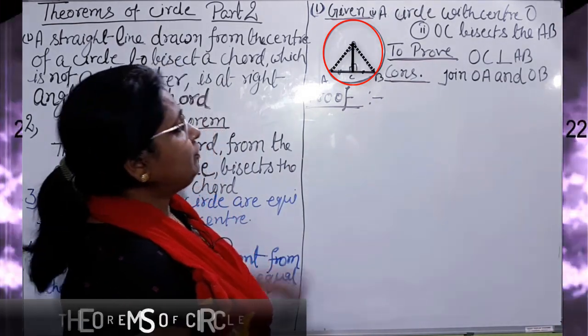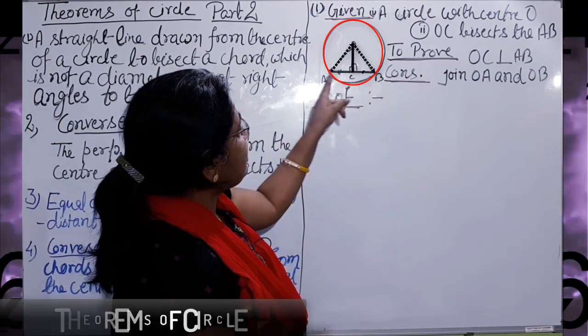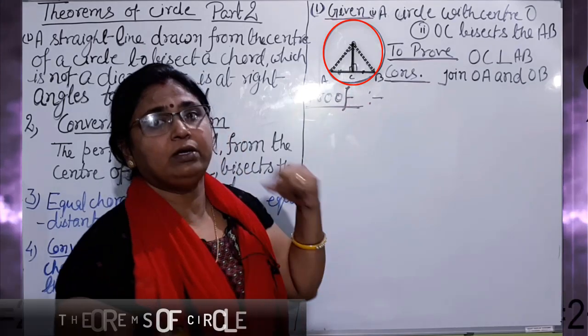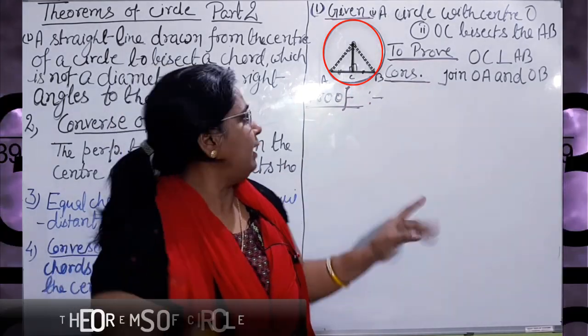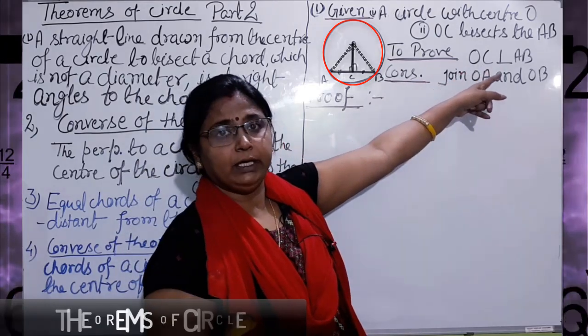Now the proof. What do we have to prove? We have to prove angle OCA is equal to angle OCB is equal to 90 degrees. That much only we have to prove, that is, to prove OC is perpendicular to AB.